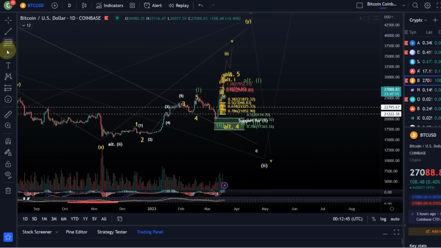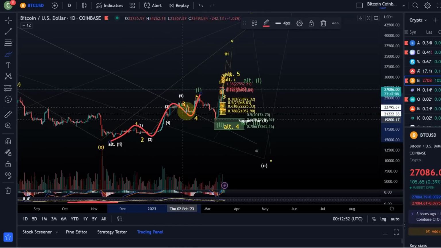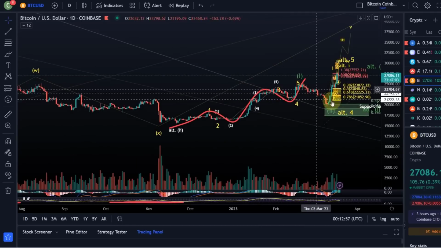A bullish count is very simply that we put a bear market low in place in November and that we've been rallying in 5 waves to the upside. That was then the top here in February, and we can consider that maybe a wave 1.